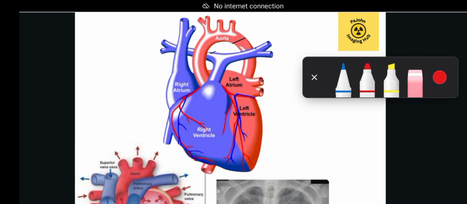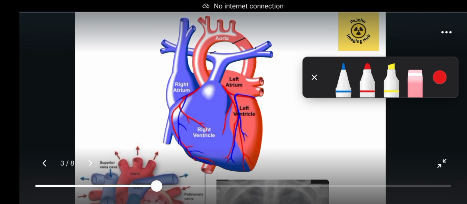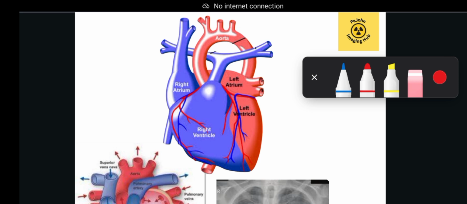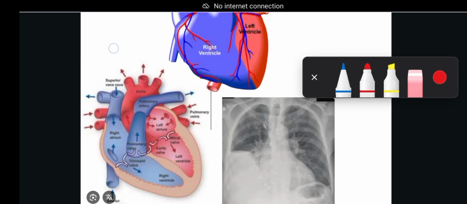So if any of these two are not working well, that is, they are not receiving sufficient blood back to the heart or pumping sufficient blood out of the heart to the body parts, then the patient is said to have heart failure. And you see this other structure here.